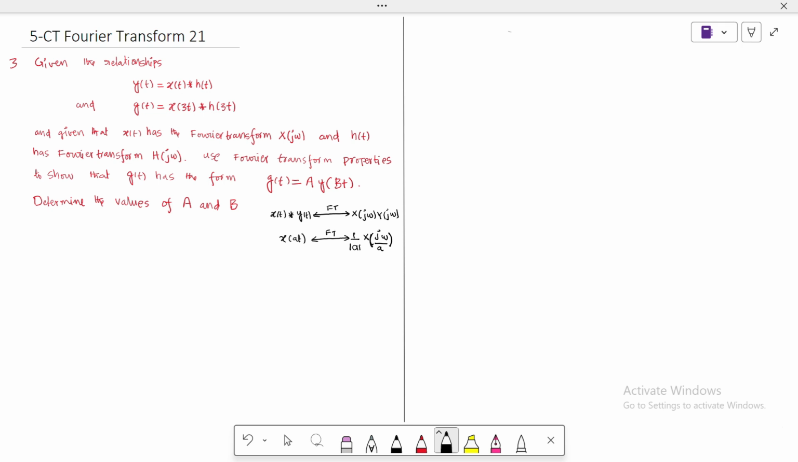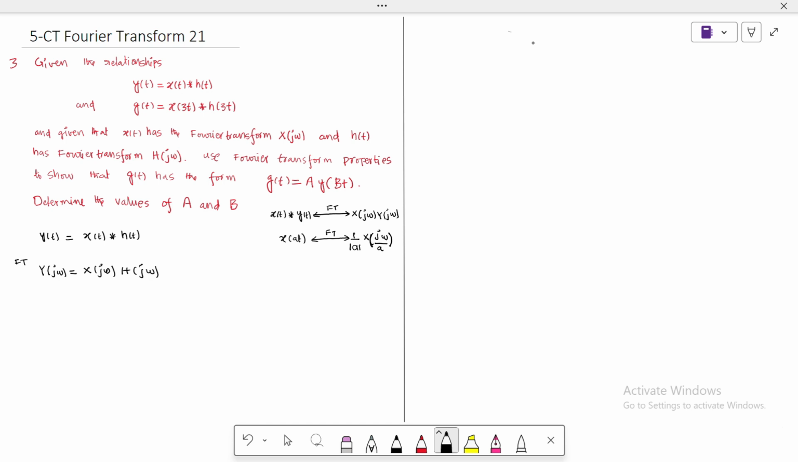So this is a very, very important problem. Step by step, we will see that. First, here I'm writing the formula. First, y of t equals x of t convolution h of t. Now here I am applying the Fourier transform. Then Y of j omega equals the Fourier transform of this convolution, X of j omega and H of j omega.